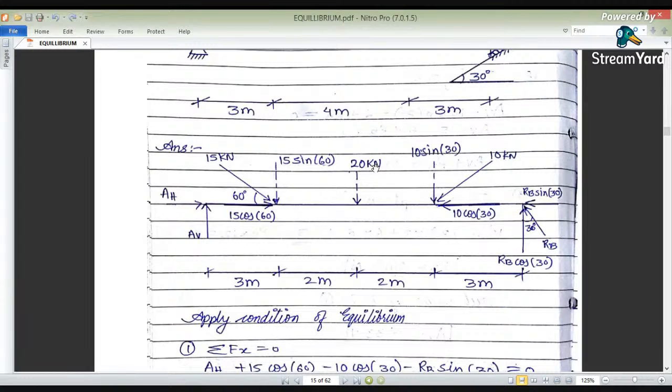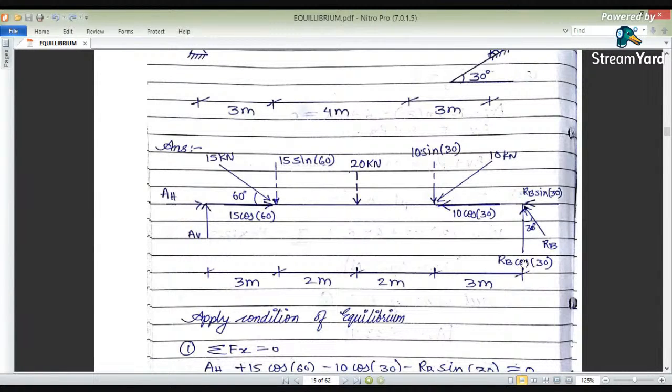What about this 15 sin 60? It is clockwise, and so is 20. Now what about the distances? For 15 sin 60, it is 3 meters. For 20, it is 5 meters. For 10 sin 30, the distance is 2 plus 2 is 4, and plus 3 is nothing but 7. Again RB sin 30 is along the same line of action, so according to the principle of transmissibility, it will also be 0.